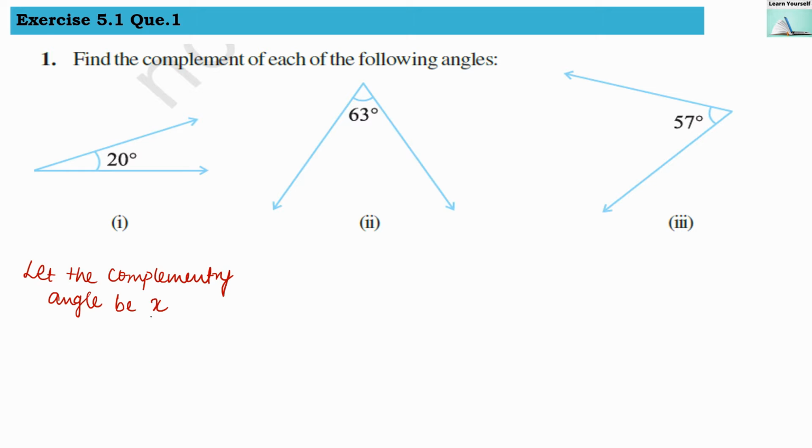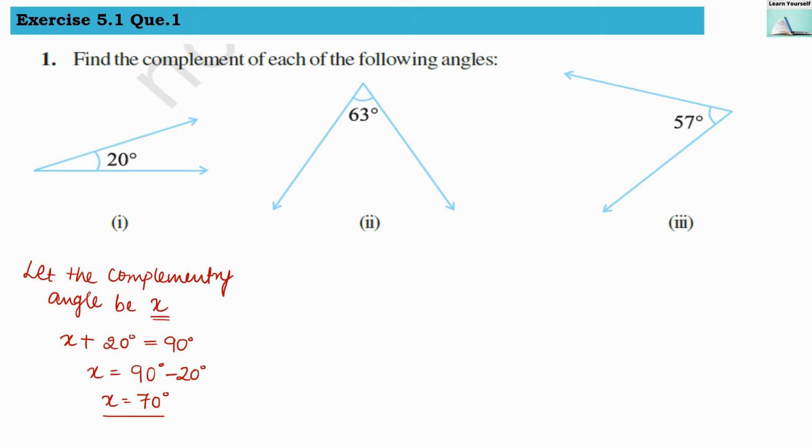So we have assumed here that the other complementary angle is x. When this angle is complementary with the 20-degree angle, it should give us 90 degrees when we add them. Now x equals 90 degrees minus 20 degrees. So x equals 70 degrees. So the complementary angle of this given angle is 70 degrees.